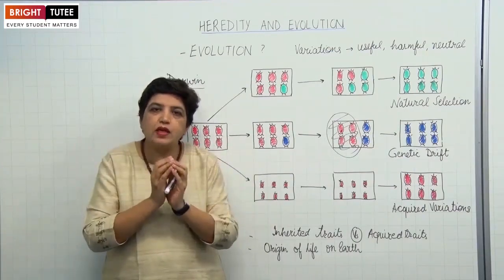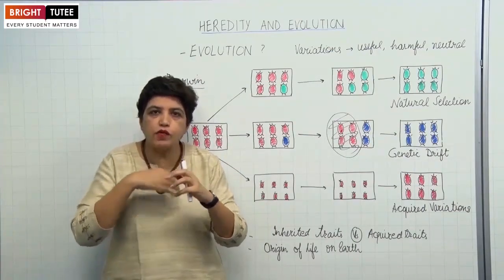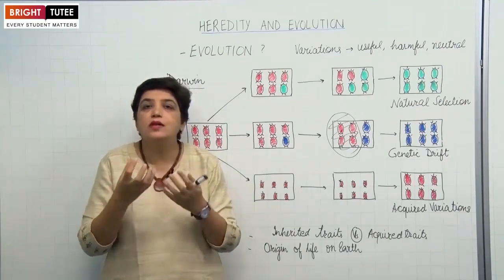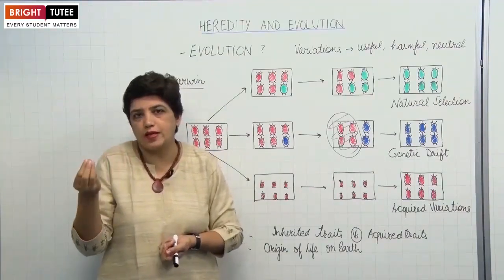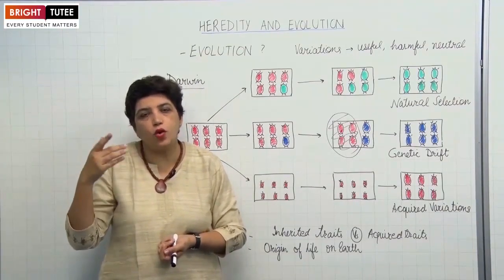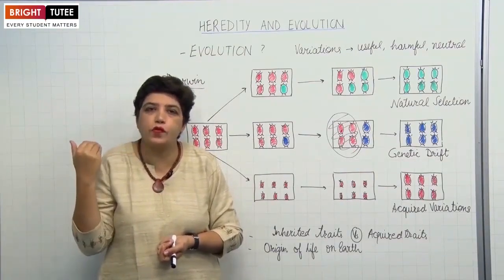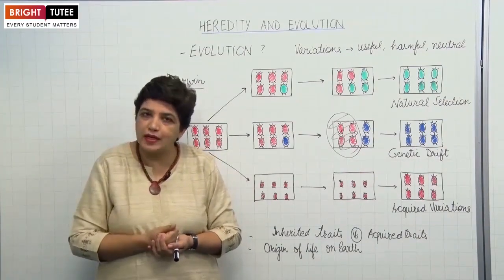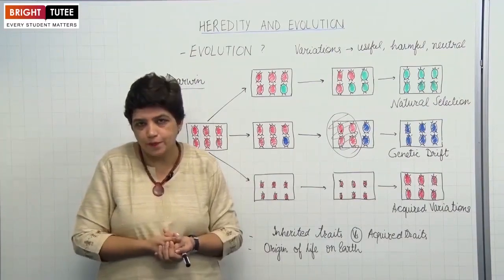This organic material came together, a lining was formed, a covering was formed. This gave rise to unicellular organisms. And gradually over the years, by the process of evolution, different types of organisms evolved out of that.